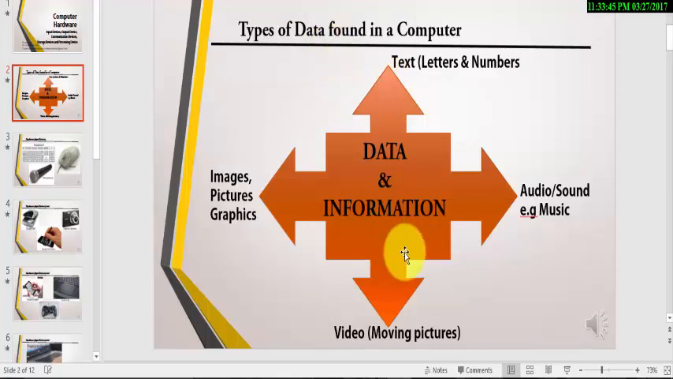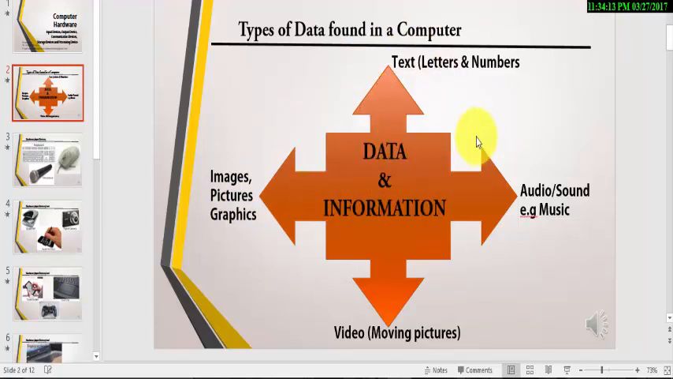If you look at our diagram here, it says types of data found in a computer. As we discussed last time in our tutorial, we have text, which are letters and numbers. We also have audio or sound, for example music. We have video, which are moving pictures. We have images, or pictures, or graphics. This is the data which is found in the computer.